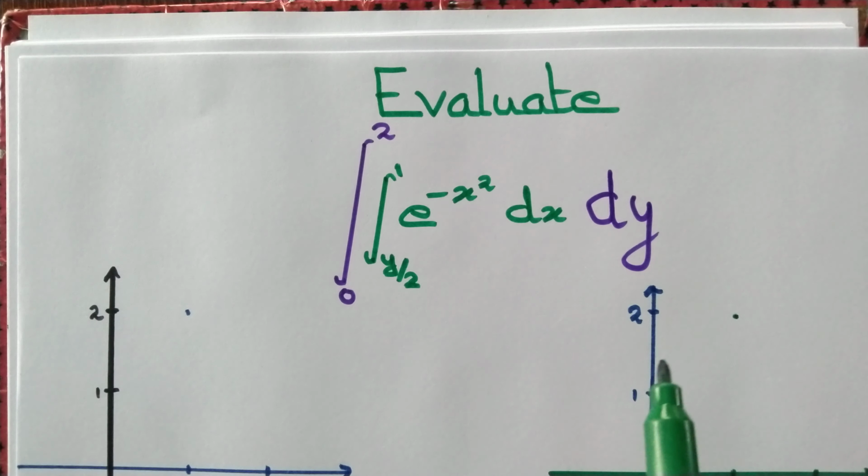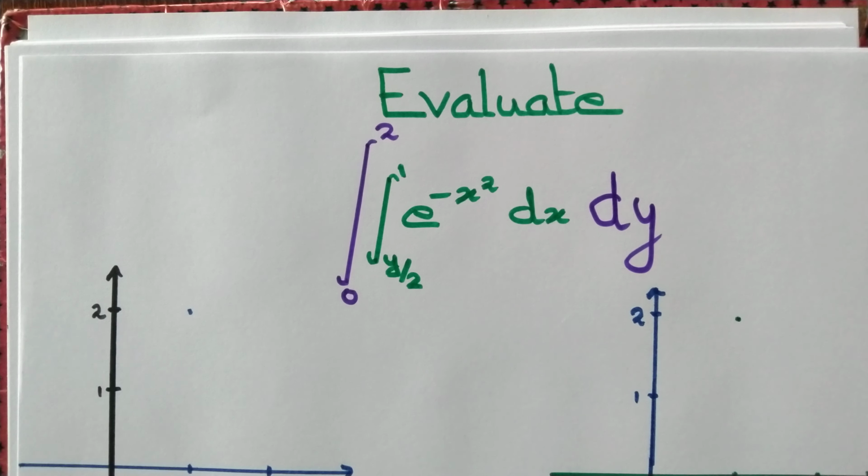So what we will do is we will try to do integration with respect to y first and then integration with respect to x. Luckily we are able to do it. Let's do it. Now x equal to y by 2, that's a straight line passing through origin 0, 0 and 1, 2.